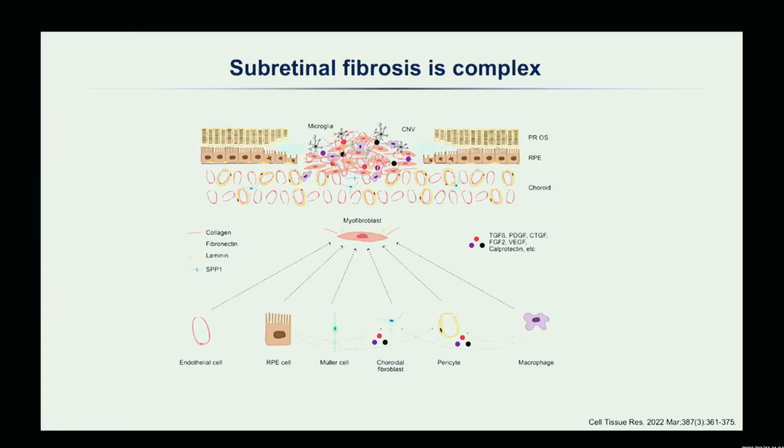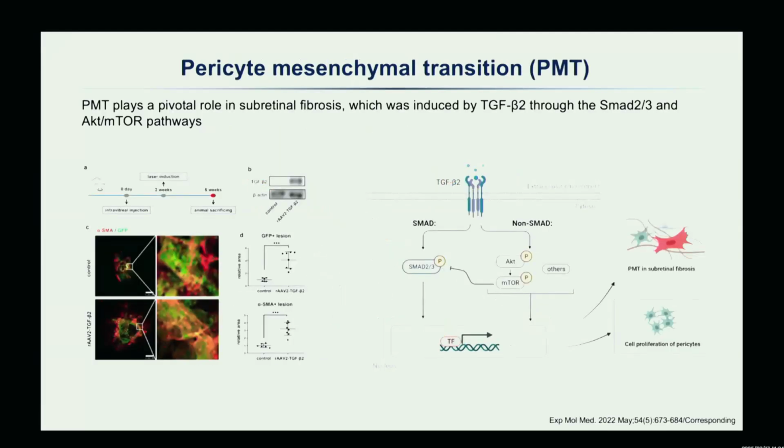The pathogenesis of subretinal fibrosis is really complex, involving many different kinds of cells that can become myofibroblasts, the main cellular components of subretinal fibrosis. These cells can also secrete many different kinds of extracellular matrix, which makes subretinal fibrosis really complex. In the past several years, our group has studied the mechanism of subretinal fibrosis.